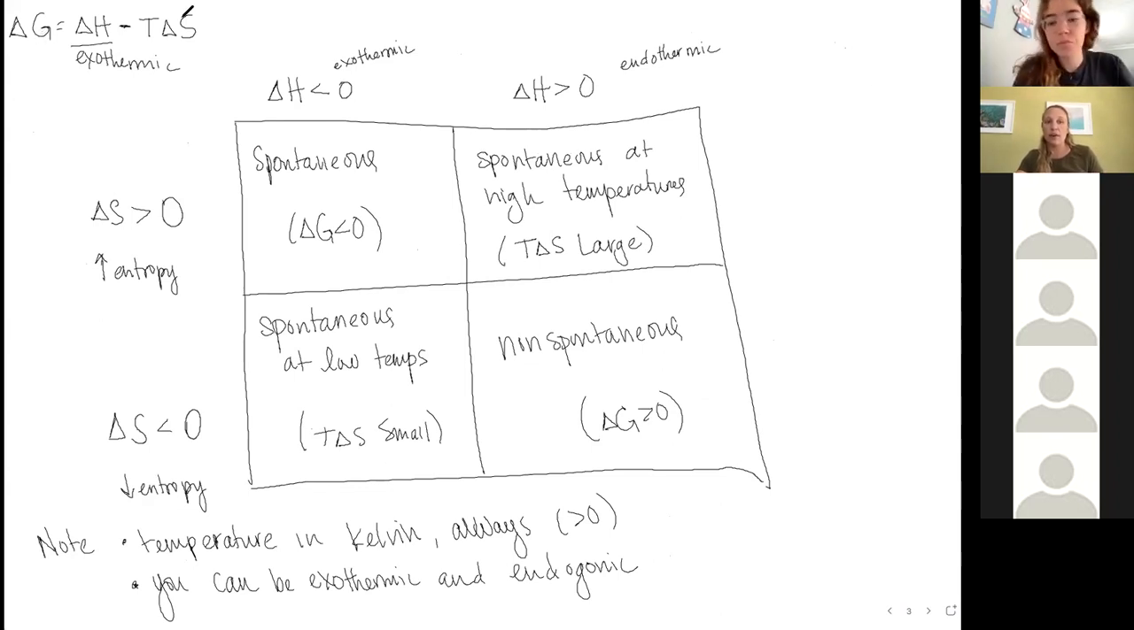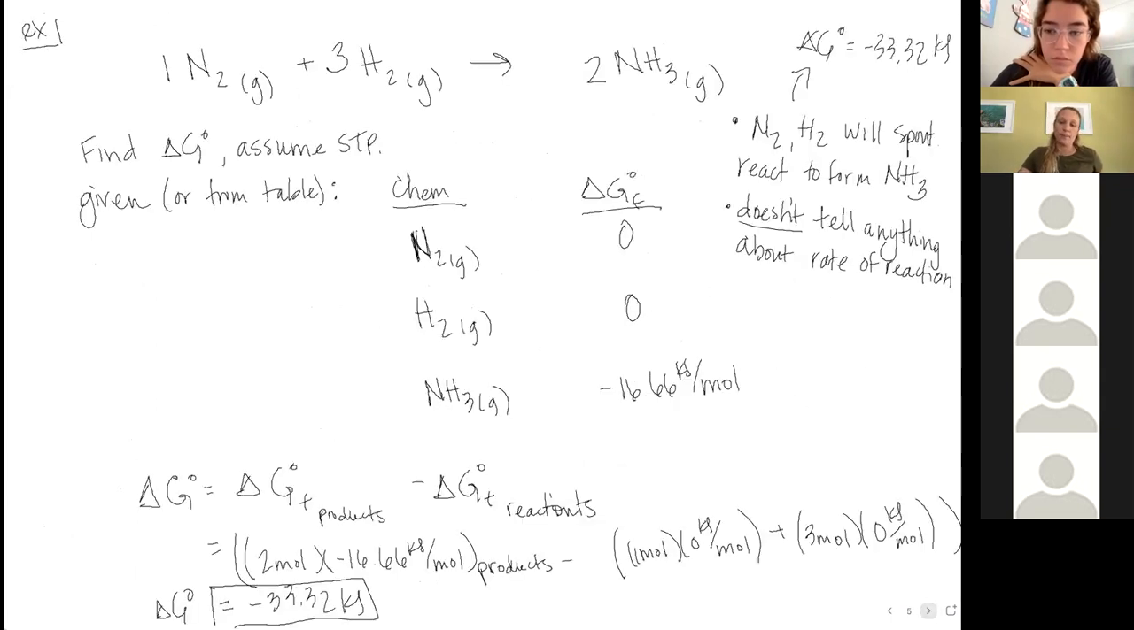So for instance, if this value is too much bigger negative, which would switch it to positive, then you can have an endergonic reaction, which means that it's non-spontaneous. So you can be emitting heat and also be a non-spontaneous reaction. So endothermic and exothermic refer to enthalpy. Endergonic and exergonic refer to spontaneity and Gibbs free energy.